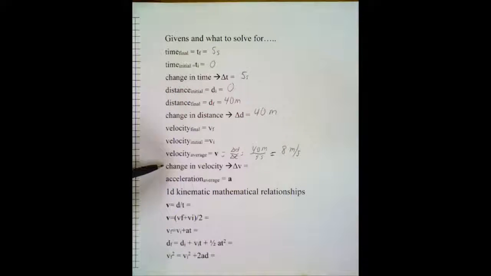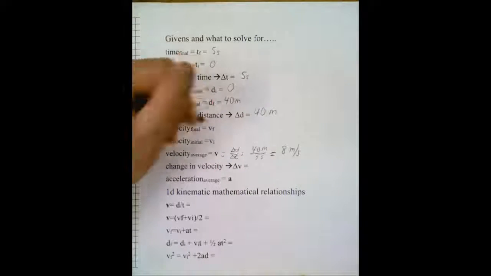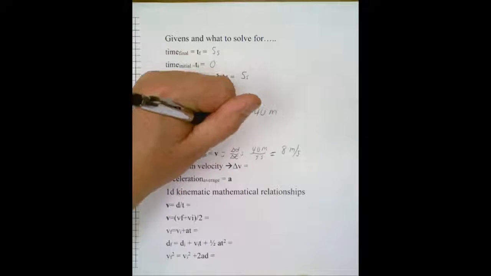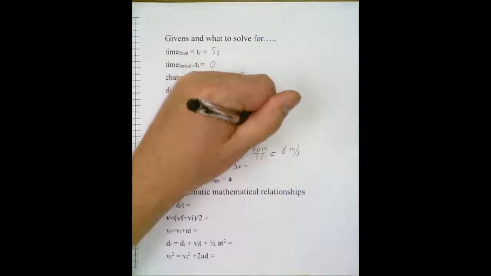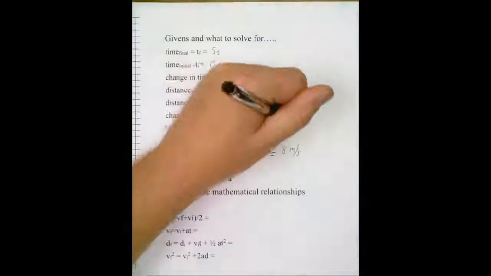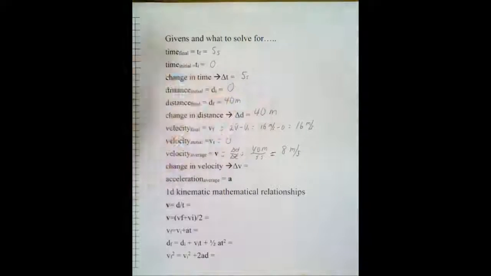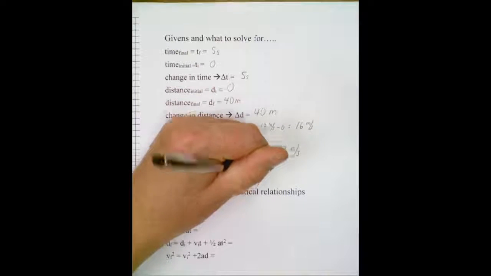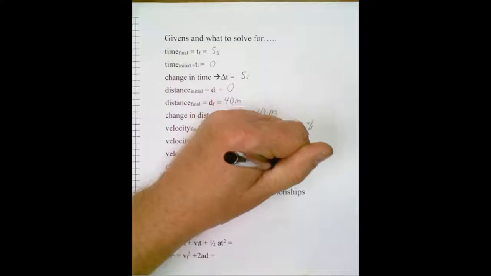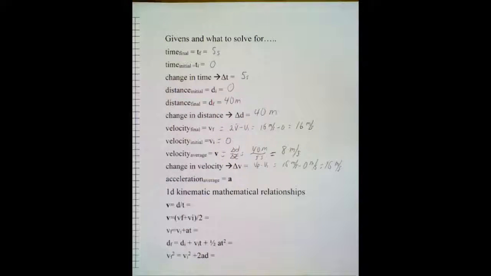Change in the velocity. Well, this is the average velocity. What's my velocity final? Well, velocity final is equal to 2 times velocity average minus velocity initial. So that would be 16 meters per second minus 0 equals 16 meters per second. Initial velocity was 0 since we didn't tell you what it was at the beginning. So change in velocity will be velocity final minus velocity initial, which is equal to 16 meters per second minus 0 meters per second, which is equal to 16 meters per second.